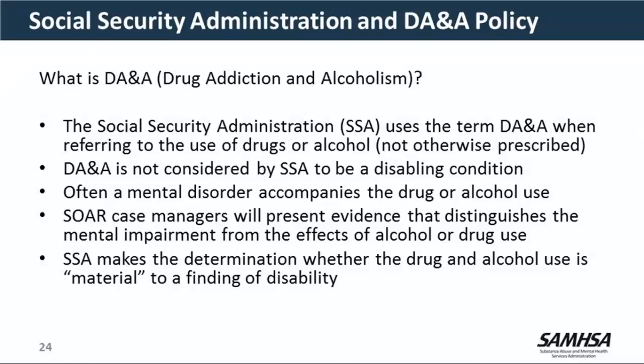So under SSA's rules, DA&A is not considered to be a disabling condition. So drug addiction and alcoholism beyond what is prescribed by a treatment provider is not considered a disabling condition. However, SSA and DDS are not blind to the reality that in a lot of cases, a legitimate mental disorder accompanies a drug or alcohol addiction. So SSA is aware that co-occurring disorders exist, and they do recognize this. So our job as SOAR case managers is to present evidence that will, as clearly as possible, distinguish the effects of mental illness from the effects of drug or alcohol abuse.